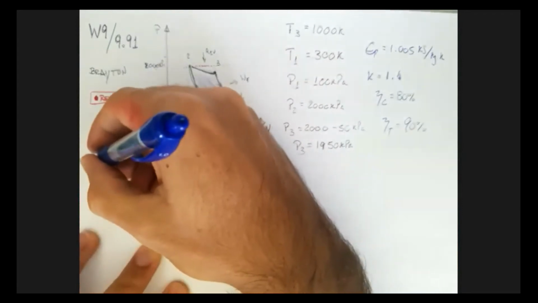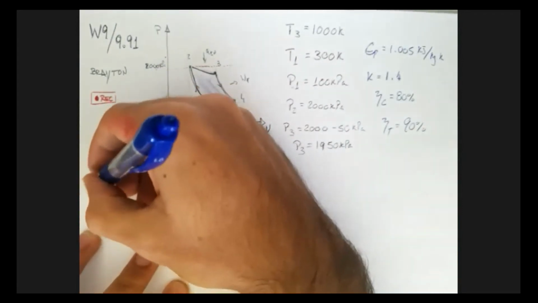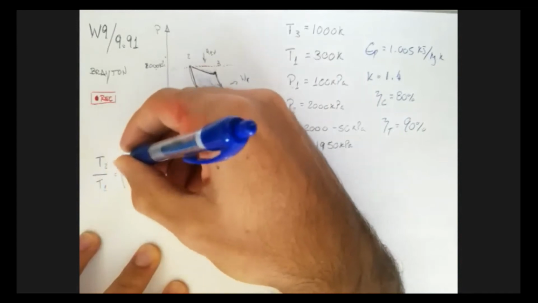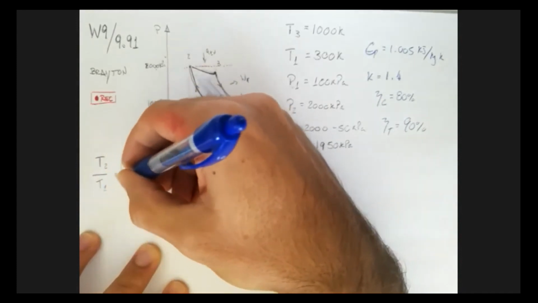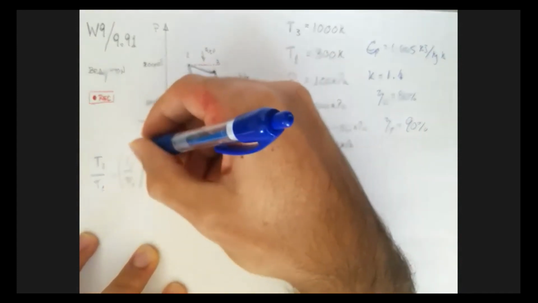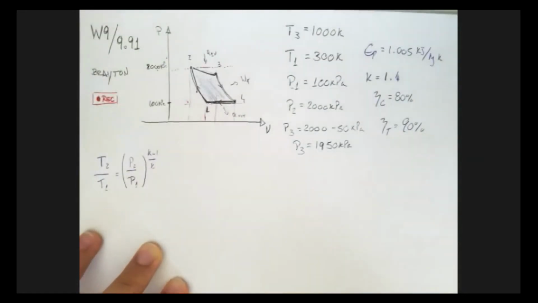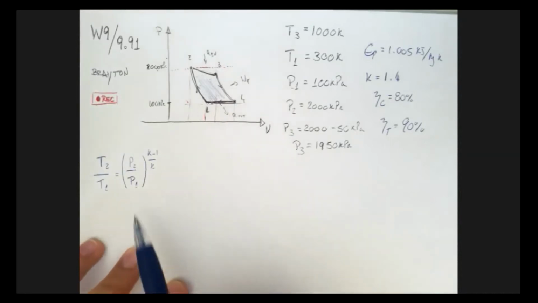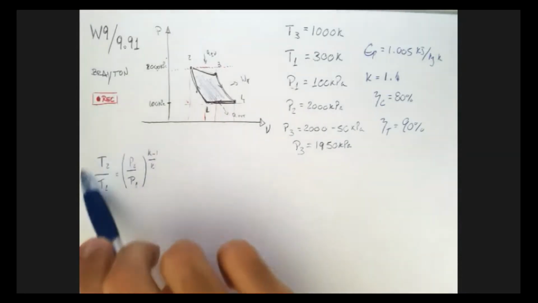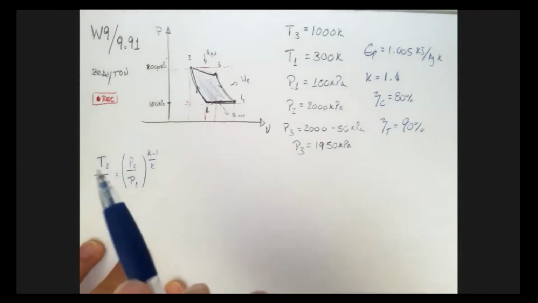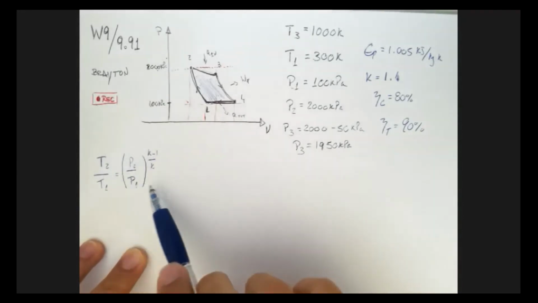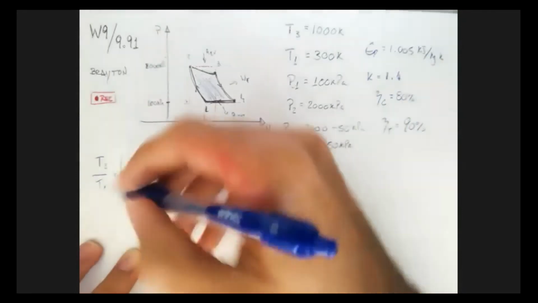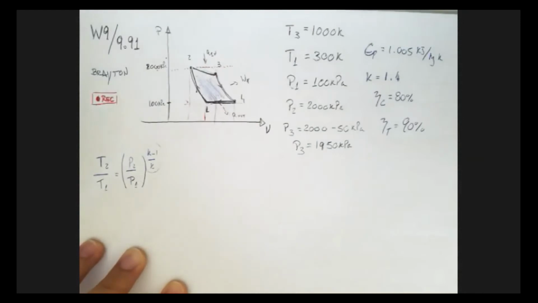So my T2 over my T1 will be equal to my P2 over my P1 to the K minus 1 over K, right? And again, I'm going to stress this again just because of your submissions. I can only use this, and I should use this, if we are considering the specific heat to be constant, right? If it's not constant, then this K is going to change as we go from one to the other, so we cannot use 1.4, right?